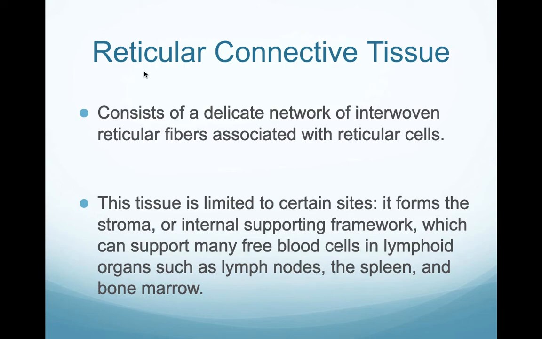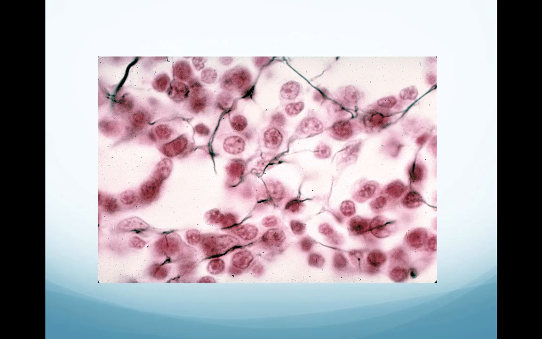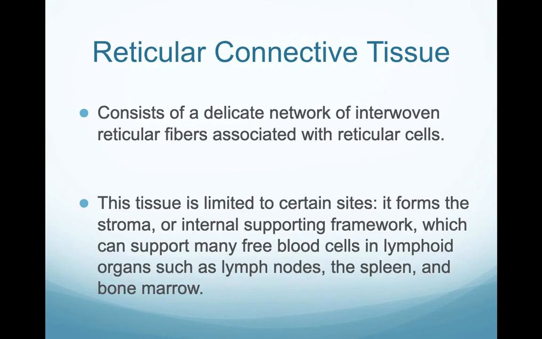And the last one is your reticular connective tissue. The thing you need to know about this is that this is in your lymphoid organs, so your lymphatic stuff, so your lymph nodes, your spleen, those kinds of things. This is where you're going to find your reticular tissue. So that's the biggest thing I need you to know about it, is it's in your lymphatic structures.